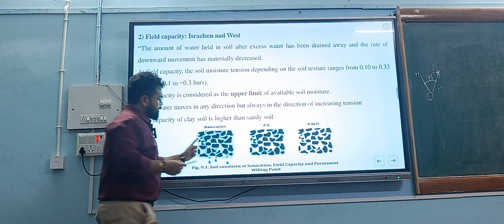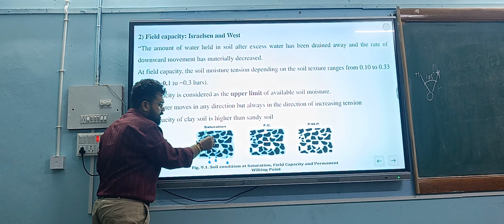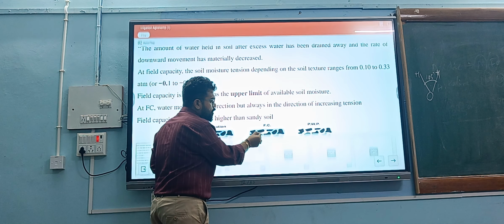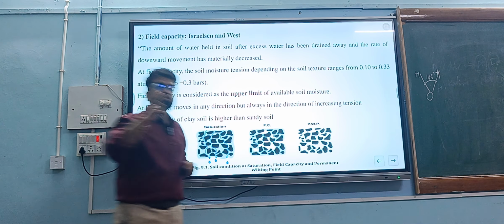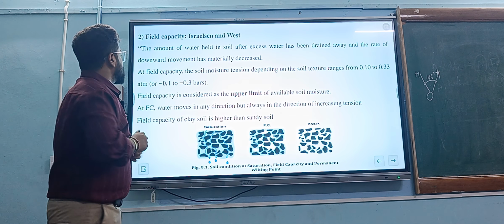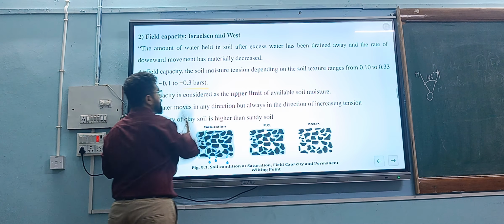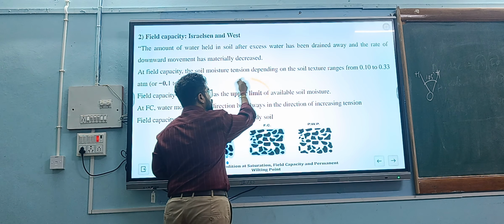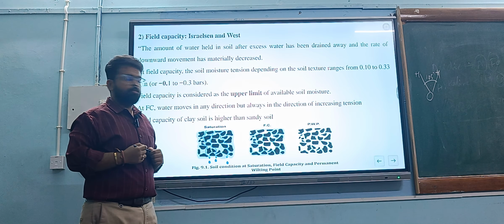If you see here, at saturation all the pores, the macropores and the micropores, are filled with water. But in field capacity, the macropores are not filled with water. Only the micropores are filled with water. This is the condition after 2 to 3 days of complete draining. The tension under field capacity is 0.1 to 0.33 bar, and we consider it a very important upper limit of available plant moisture, the upper limit of available soil moisture.